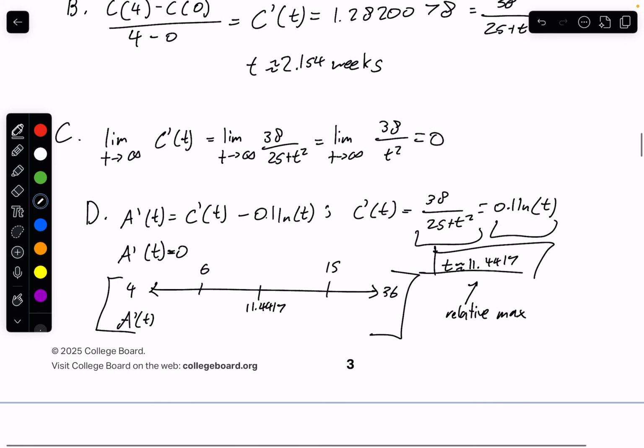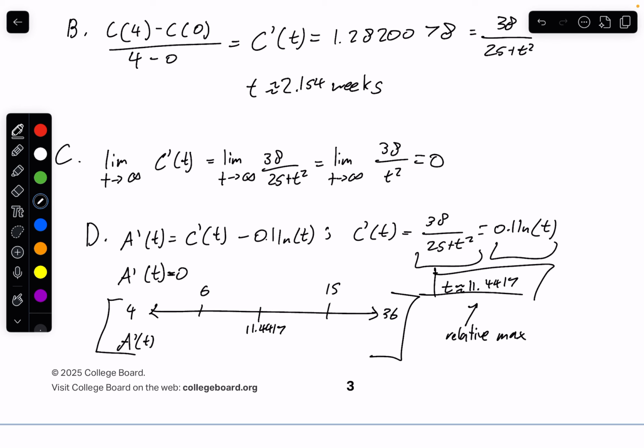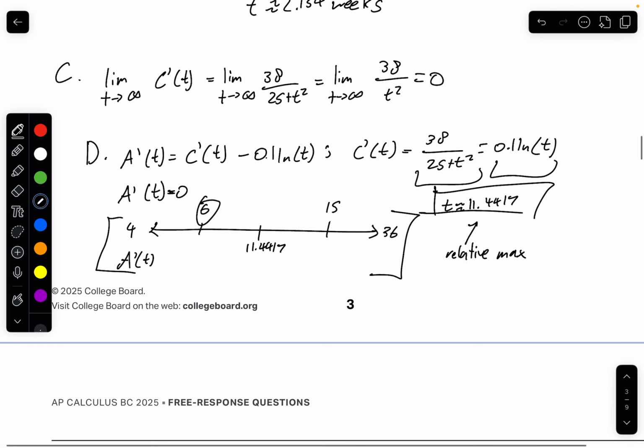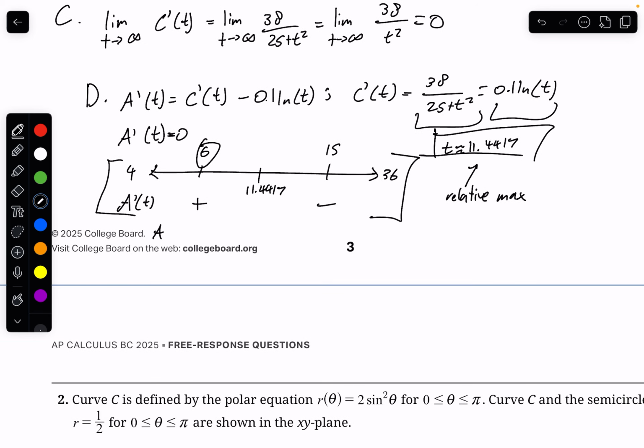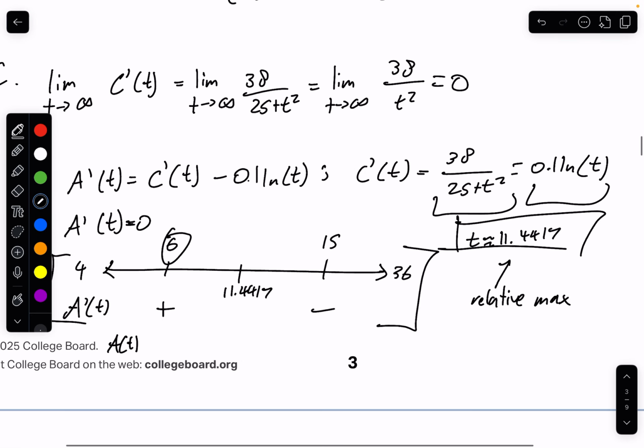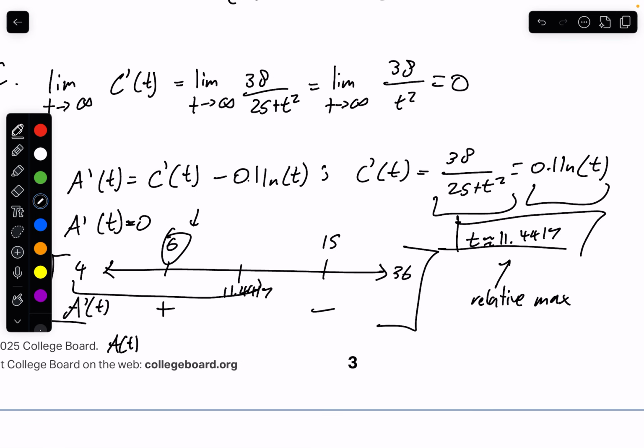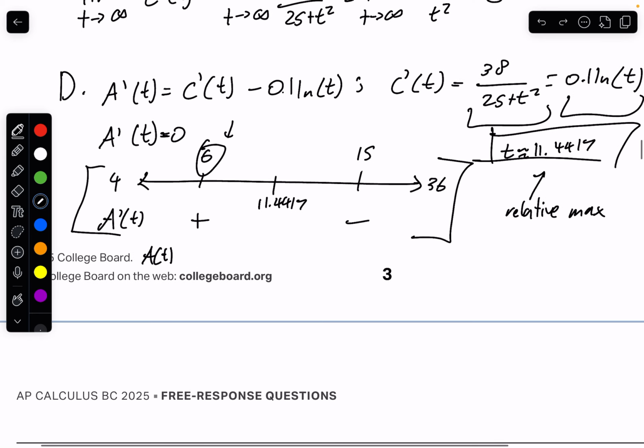So what we can do is plug in values for t, a 6 for example, into our function. And what you're going to find is A prime of t is going to be positive here, and it's going to be negative here. And what does that mean for A of t? By the way, if you're confused about what I just did, I took a value of 6 that lies between our 4 and 11.4417 and plugged it into A prime of t. You're going to get a positive number. You do it here, you're going to get a negative number. That means A of t is increasing here, and A of t is decreasing here, which means that this is a relative maximum. A relative maximum right there.